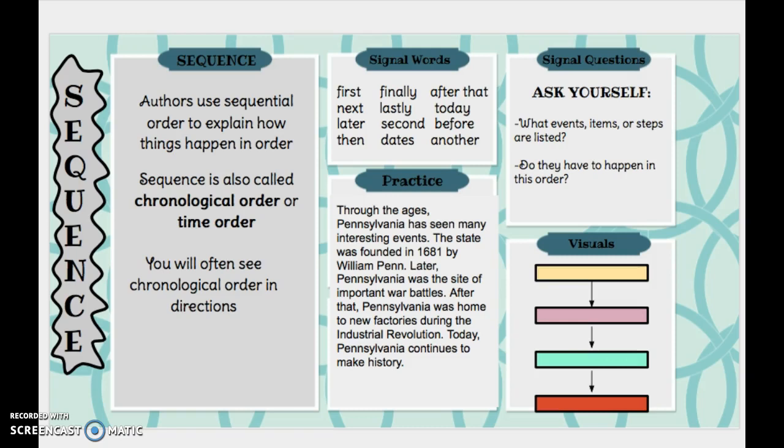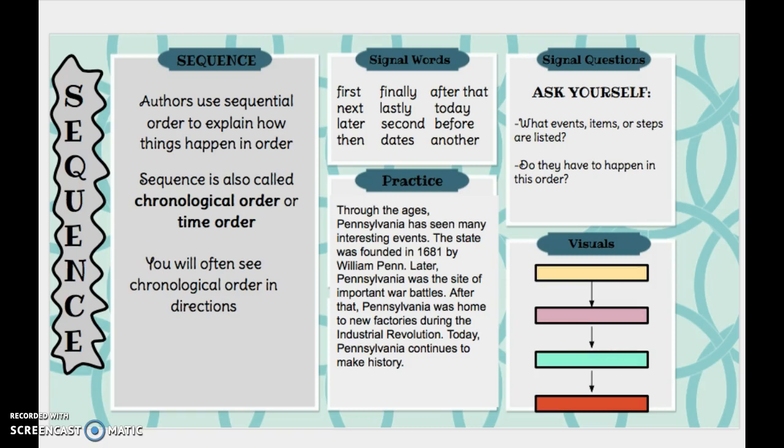So here's an example. Through the ages, Pennsylvania has seen many interesting events. The state was founded in 1681 by William Penn. Later, Pennsylvania was the site for important war battles. After that, Pennsylvania was home to new factories during the Industrial Revolution. Today, Pennsylvania continues to make history.